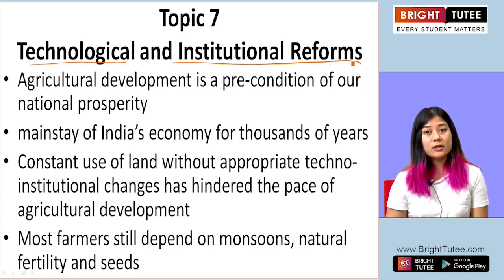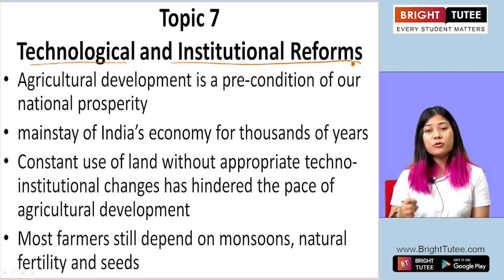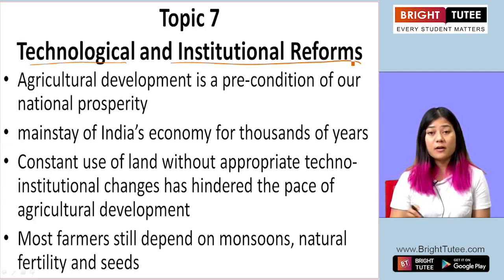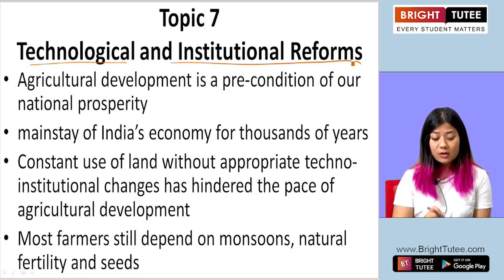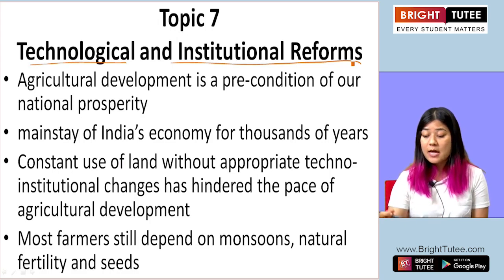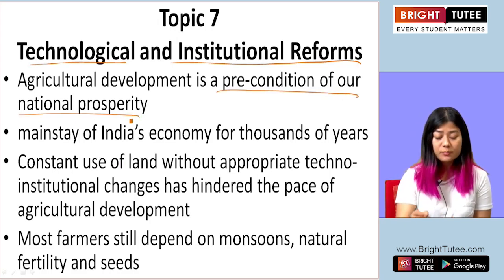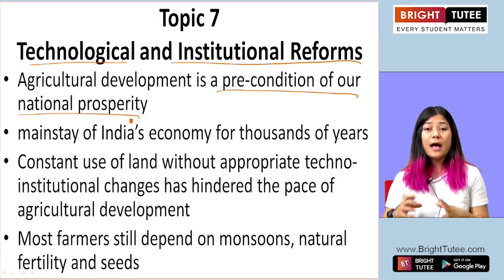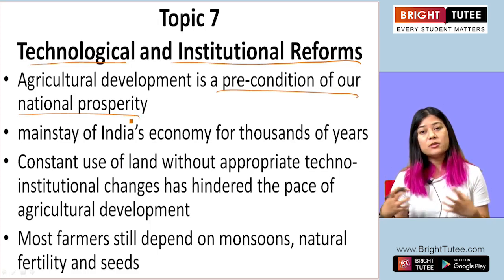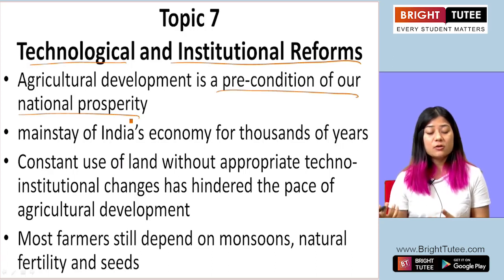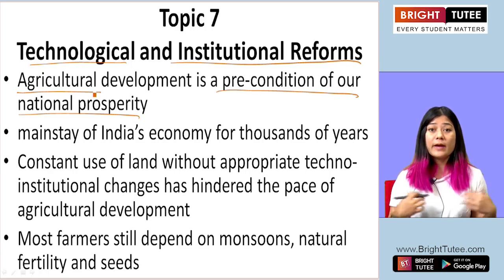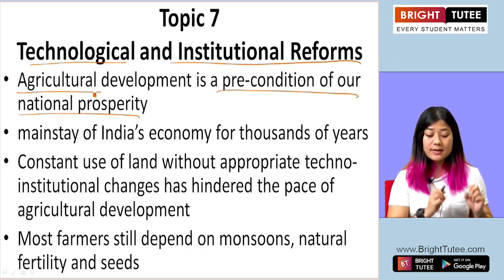We know that agriculture is very important. It brings changes to our society. It contributes to the economic development of our country as well, right? So agricultural development, or any development done in the sector of agriculture, is a precondition of our national prosperity. How the nation prospers, how the nation develops or grows its economy, has a direct relationship with the agriculture or any development that occurs in agriculture.